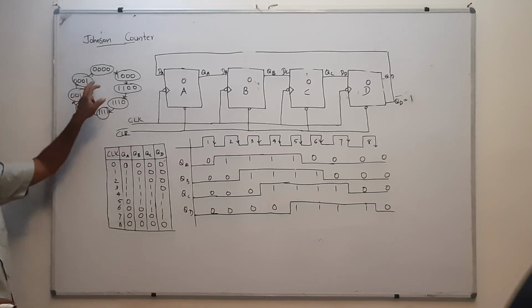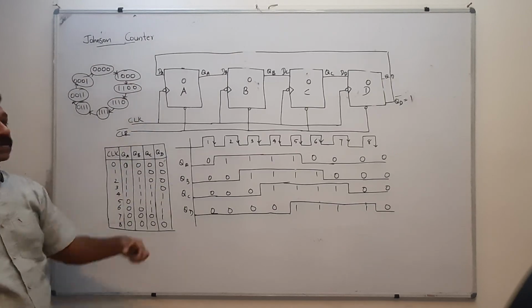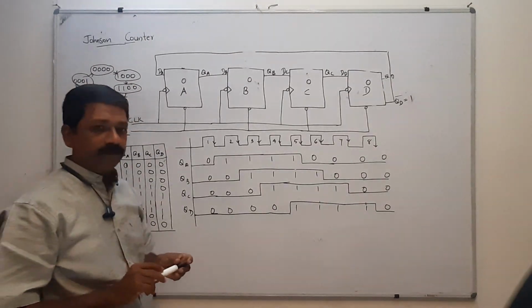So this is the state diagram for this Johnson counter. Okay. Thank you.